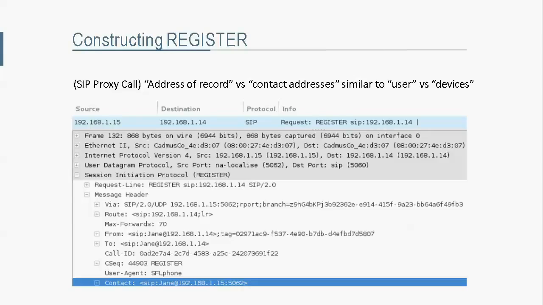From To and Contact header fields perspective, earlier we made some references to address of record and contact header field values. Let's revisit them real quickly. Address of record and contact addresses can be compared to user and devices the user can be reached at. Address of record is in the To header field, whereas contact addresses are in the Contact header field.